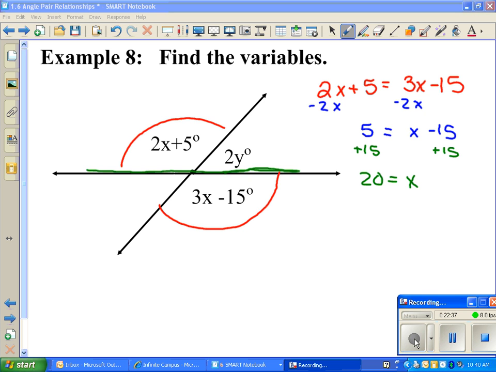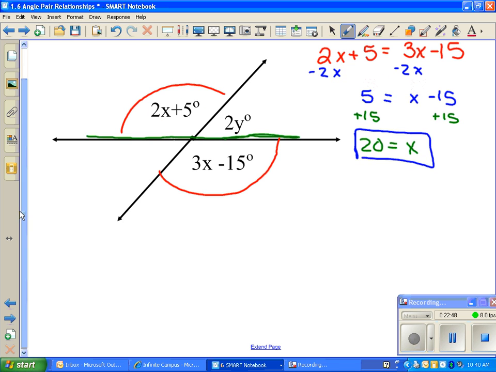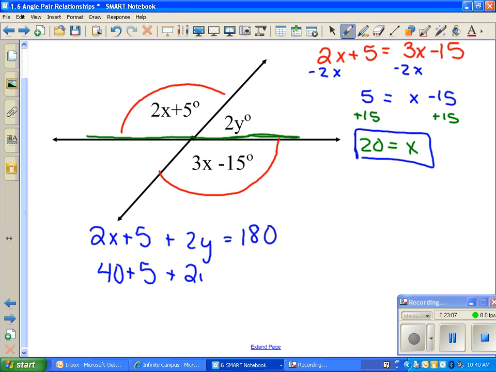But now we need to find what? The y variable. So we've got the x. Now here's the deal. What do we know about these two things? They add up to 180. So I've got the 2x plus 5 plus the 2y, and that equals 180. But remember, we have to have x, which we found, right? Yes. What's 2 times 20? 40. Yeah, we did this last year. Good.